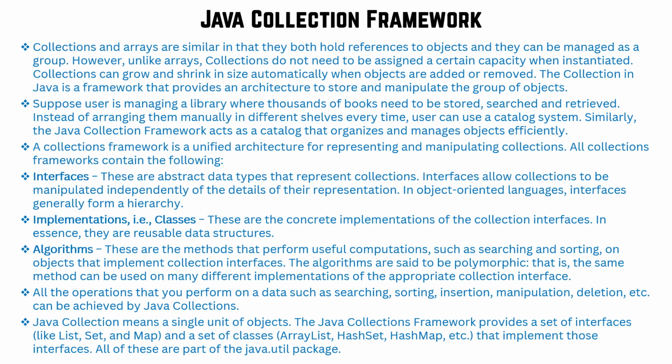Suppose a user is managing a library where thousands of books need to be stored, searched and retrieved. So instead of arranging them manually in different ways every time, the user can use a catalog system. Similarly, the Java collection framework acts as a catalog that organizes and manages objects efficiently. Because your main objective is adding the data properly in an ordered way, in a unique way, and you want to delete it if required, update it if required, search it if required. That is the major stuff, and you want to do it based on the runtime.